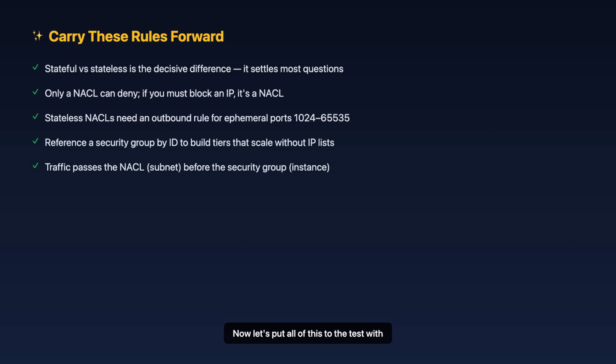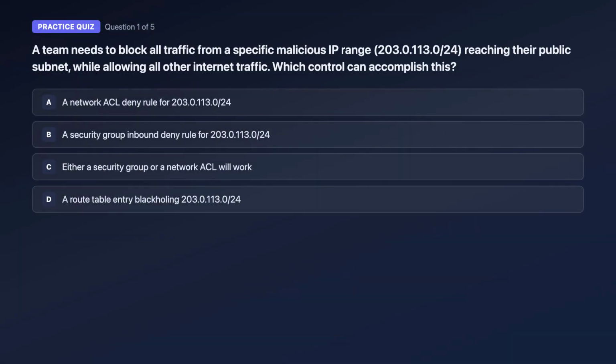Now let's put all of this to the test with 5 quick questions. Question 1. A team needs to block all traffic from a malicious IP range reaching their public subnet, while still allowing every other internet visitor in. Which control can do this? A, a network ACL deny rule. B, a security group inbound deny rule. C, either one will work. Or D, a route table entry to black hole the range. Lock in your answer before I give it away.